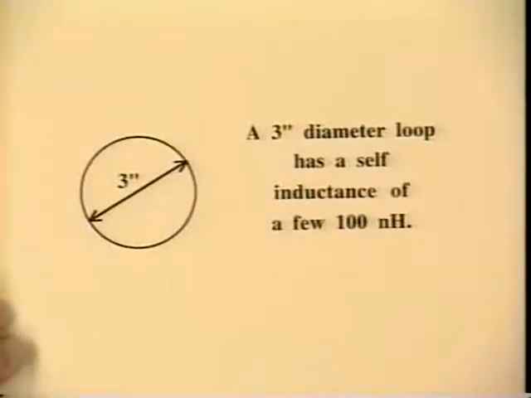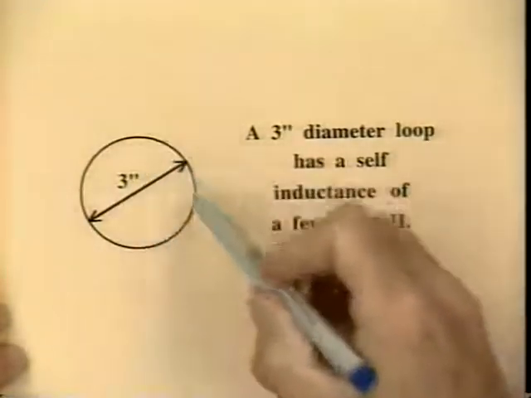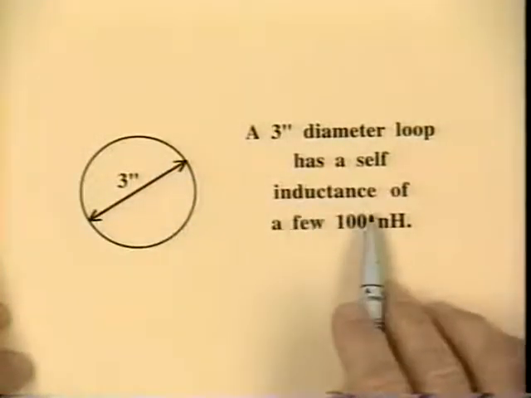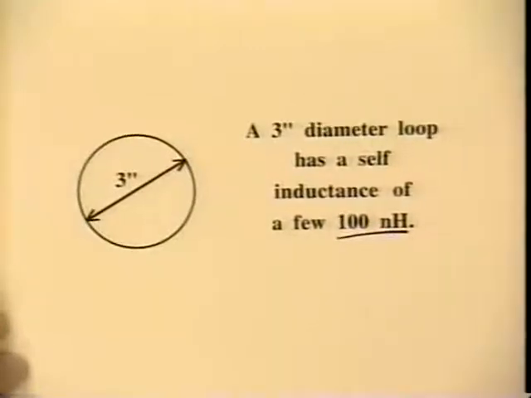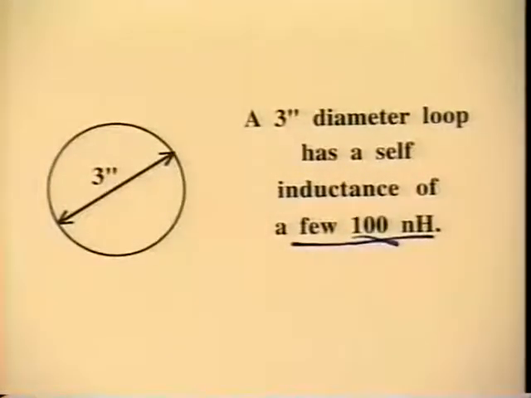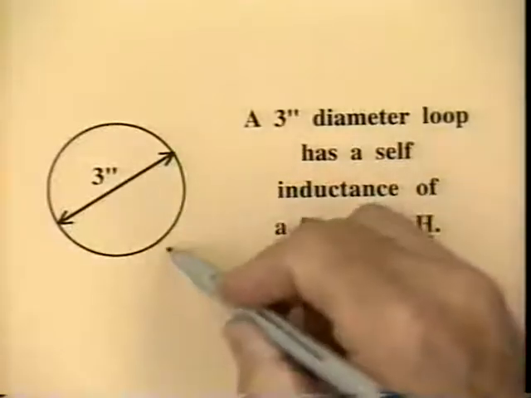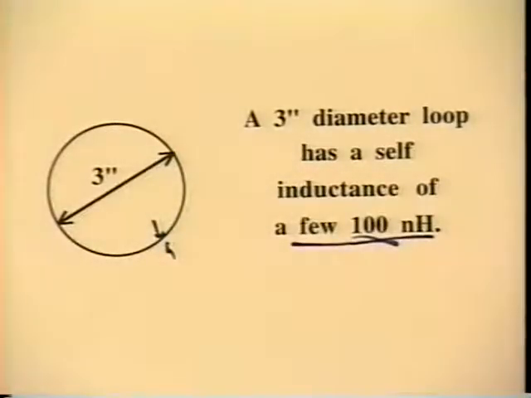How much inductance do we expect in a typical circuit? Well, here's one good rule of thumb to be aware of. If you've got a 3-inch diameter loop, that will have an inductance of a few hundred nanohenries. A few hundred. I can't tell you exactly how much inductance because we haven't determined the wire size, the radius or diameter of the wire. That will be a factor. And of course that will determine whether it's 100 nanohenries if it's a relatively large size wire, or 500 or 600 nanohenries if it's a small size wire. So depending upon the diameter of the wire, it'll vary some, but a 3-inch diameter loop is a few hundred nanohenries.